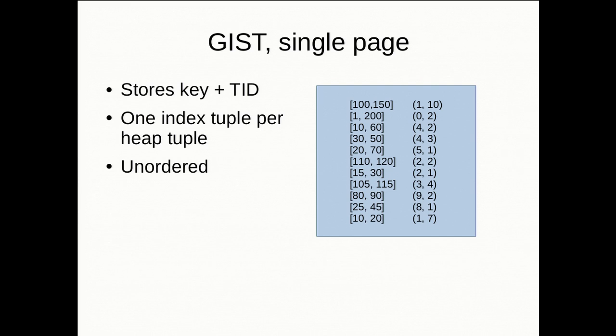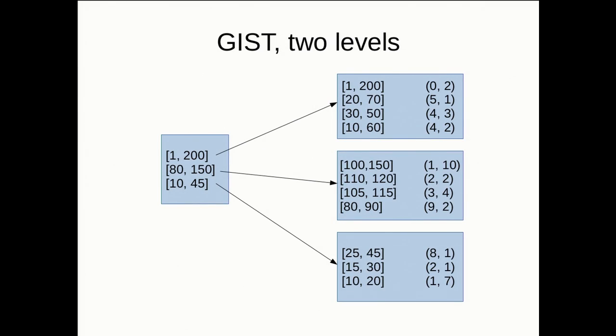So an example, let's continue with the example of ranges. In this case, it's ranges of numbers. If you have a very small table, and your GiST index fits on a single page, it's actually pretty useless because there's no order within the page, so it doesn't actually do you any good. But when you start to build an index, it starts that way. So for each range, in this case, you store the key, and the key, in this case, is the range. And you store the TID that points to the heap tuple for that. You have one index tuple per heap tuple, like the B-tree, but different from GIN. And again, it's unordered.